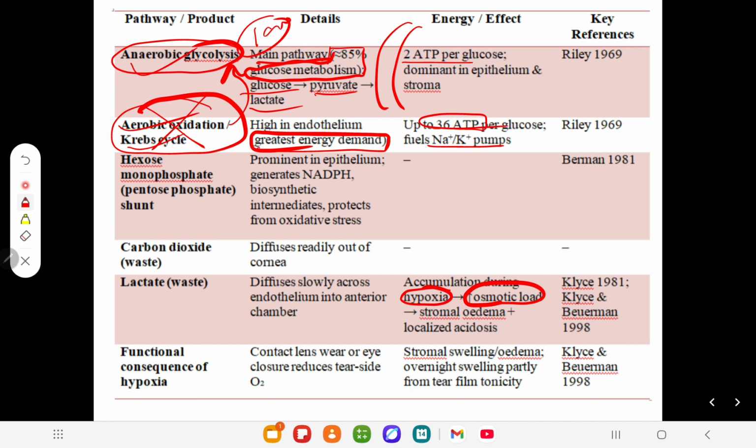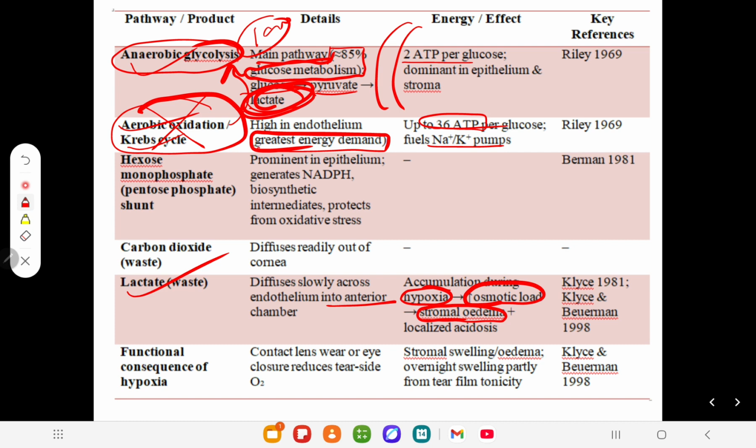Why? The byproduct of anaerobic glycolysis is lactic acid, isn't it? And whenever there is lactic acid accumulation in the stroma, what do I mean by that? It means an increase in osmotic load. And what do I mean by that? It means stromal edema, and that's the process of corneal edema secondary to contact lens. Basically, the lactic acid waste diffuses across the endothelium into the anterior chamber.